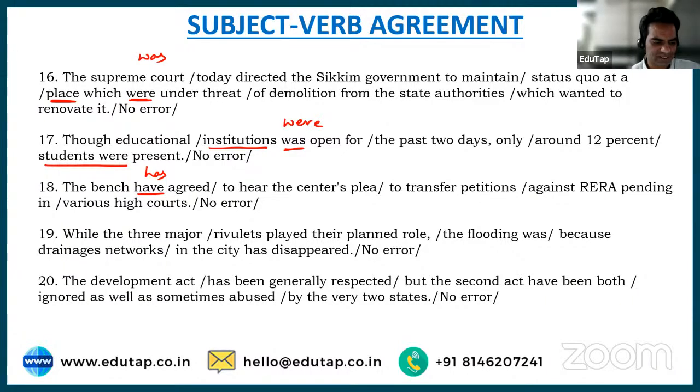Very good. Networks have. Very good, Praveen. No, why it? See, we are talking about three. So three rivulets. So we'll have to use there. For plural, we use there, not it. So while three major rivulets played their planned role, the flooding was because drainages networks in the city have disappeared. That was the correct answer. Very good, Chitanshu, uttam. So now you've understood how to figure out answers in subject verb agreement.